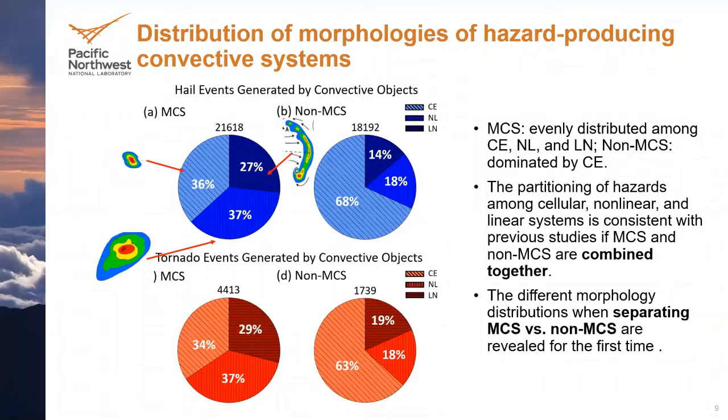Lastly, we examine the hazard-producing convective object among different morphologies. The upper panel is for hail, the lower is for tornado, the left column is for MCS, and the right for the non-MCS. Apparently, MCS has an even distribution among the cellular, nonlinear, and linear. But for non-MCS, it's dominated by the cellular shape.